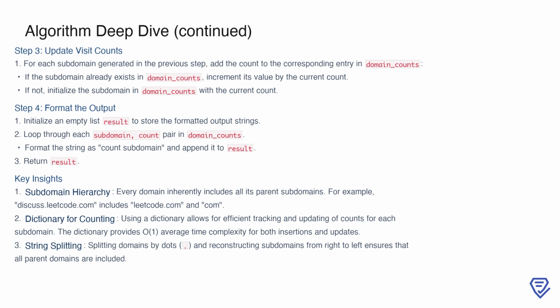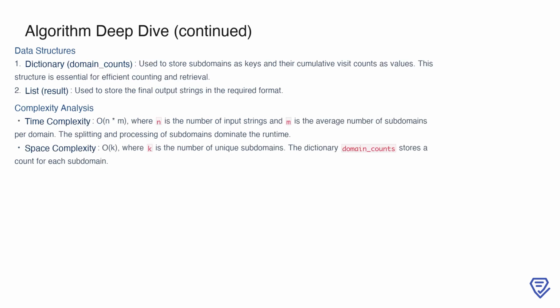Key insights here include understanding the hierarchical nature of domains, leveraging dictionaries for efficient counting, and using string operations to manage subdomain extraction. To implement this solution effectively, we rely on two key data structures. First, the dictionary domain_counts serves as our main storage for subdomains and their cumulative visit counts. This structure provides quick access and updates, which are crucial for an efficient solution. Second, we use a list, result, to store the formatted output strings. This list is returned as the final result after processing all input domains.